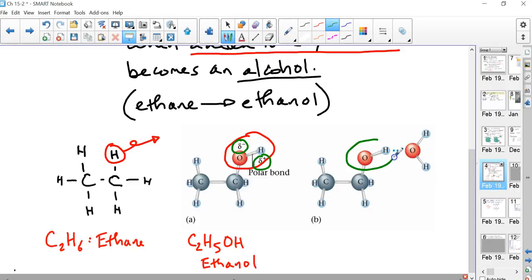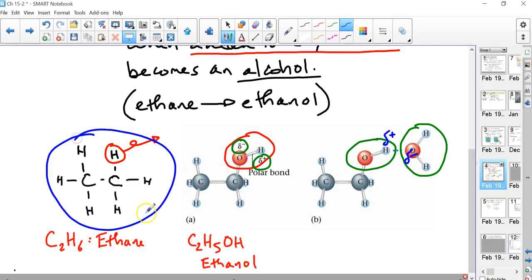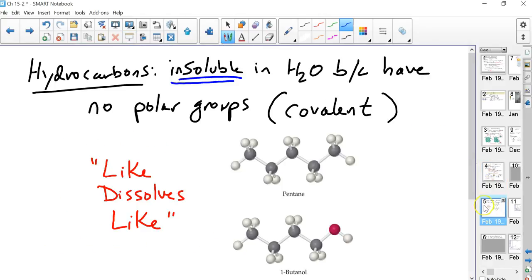So note what's shown here, the partial negative near the oxygen, the partial positive near the hydrogen, and now we have a polar group. And there may be a nearby water. Water is also polar and is attracted to the partial positive of the hydrogen and the partial negative of the oxygen. And so the ethanol molecule forms some attraction to water and therefore is soluble. So we go from a totally non-polar molecule, just by putting an oxygen in the group, to a polar and soluble one. Hydrocarbons generally are insoluble in water because they have no polar groups.